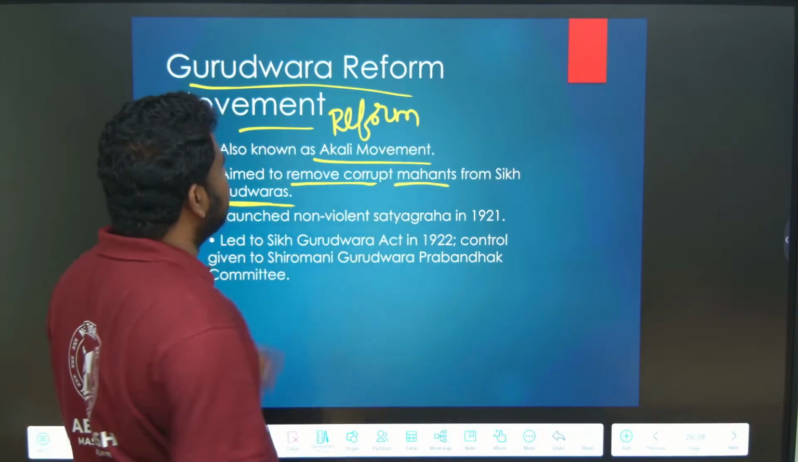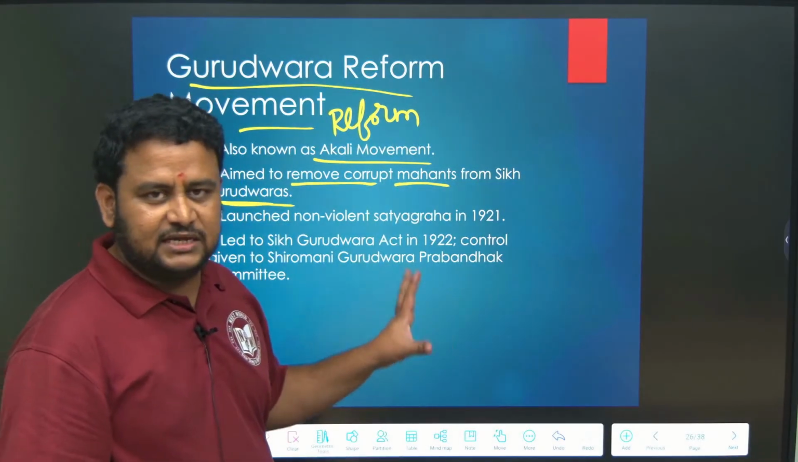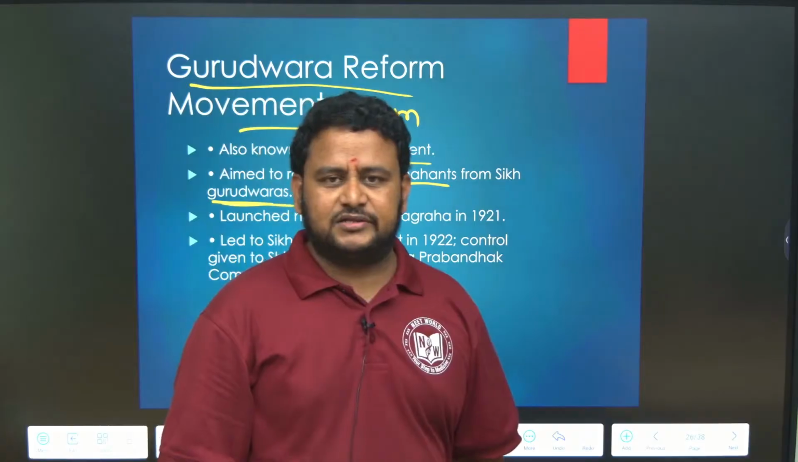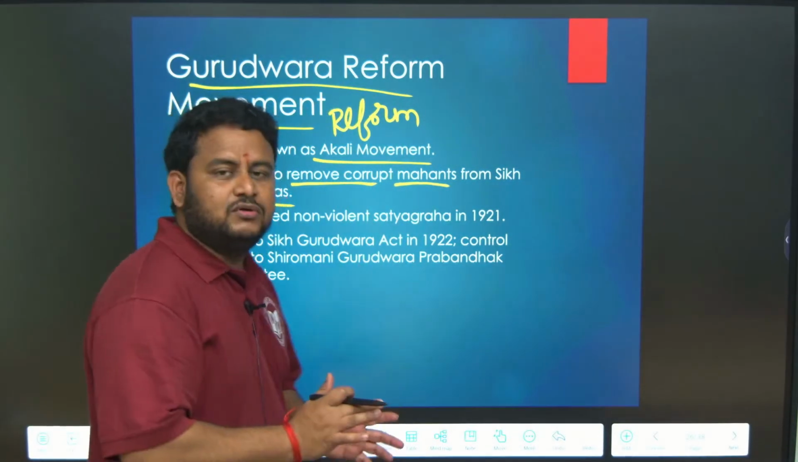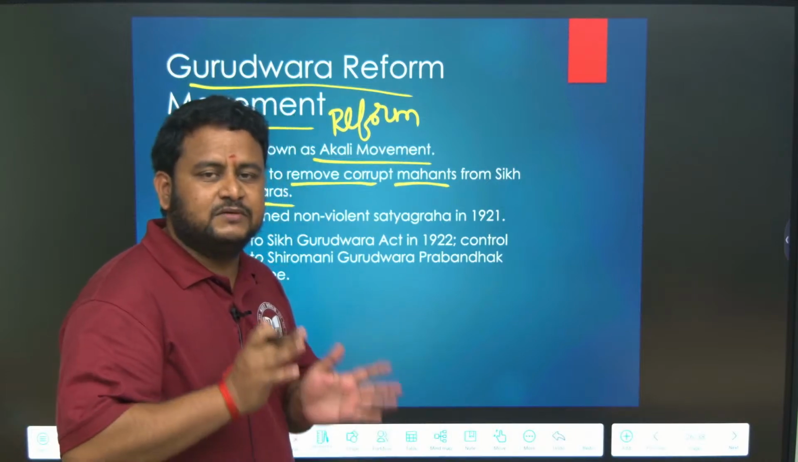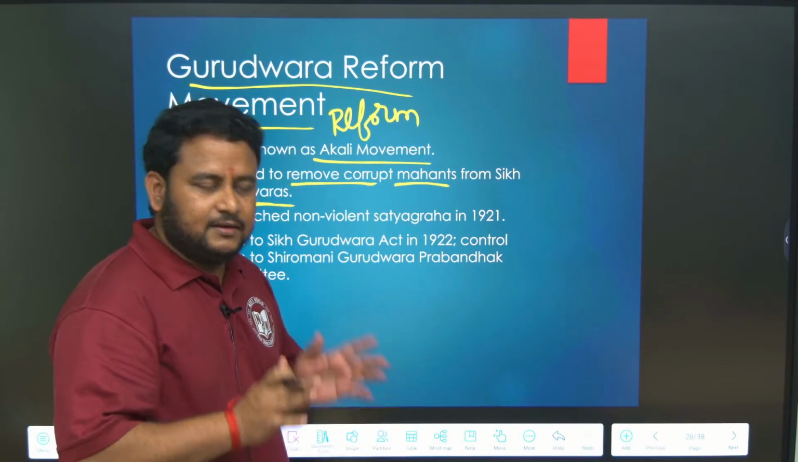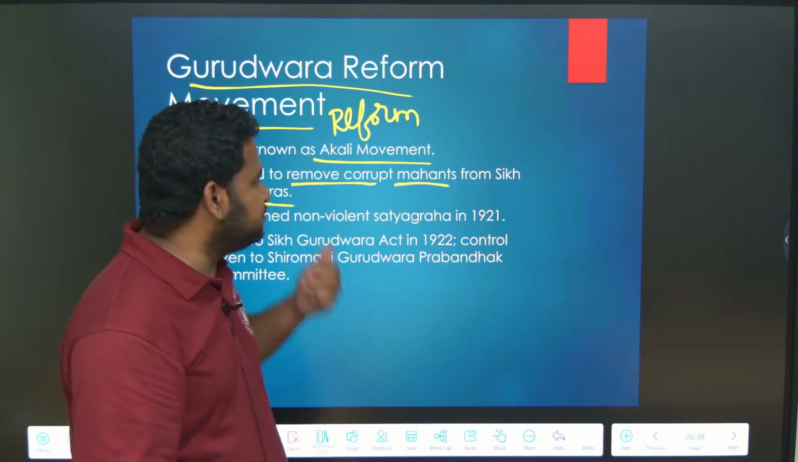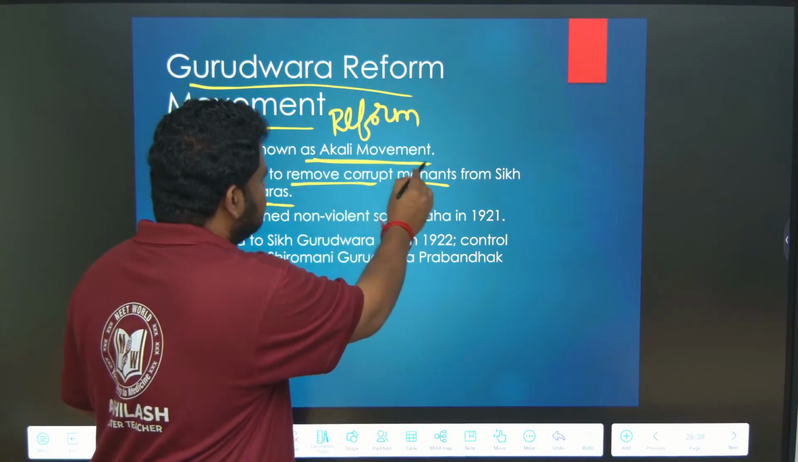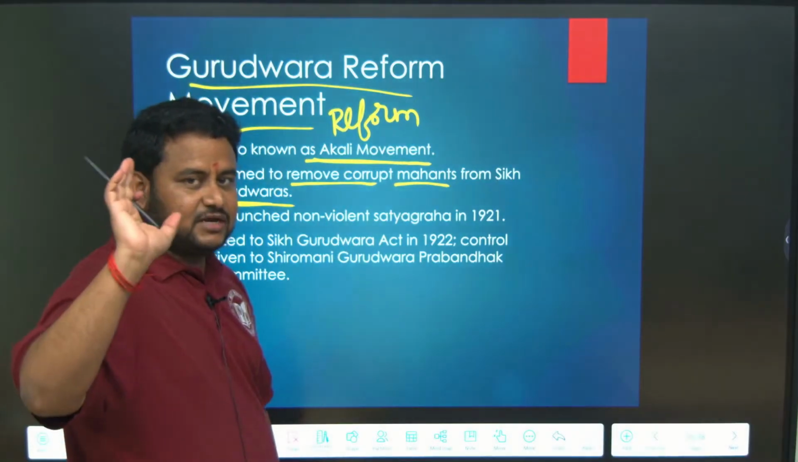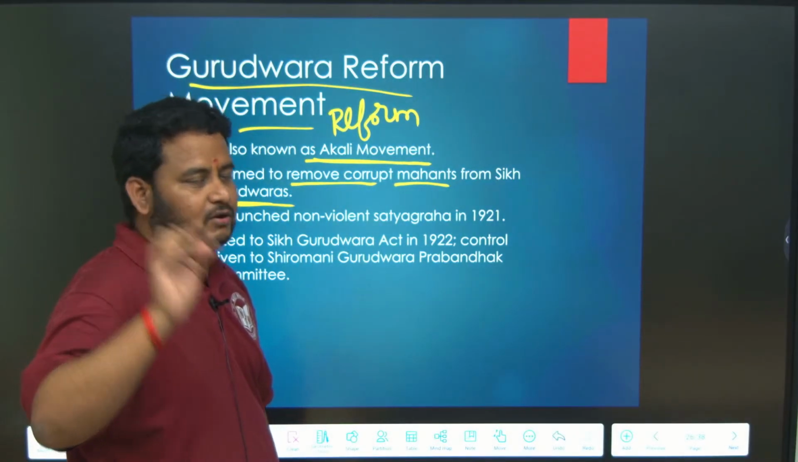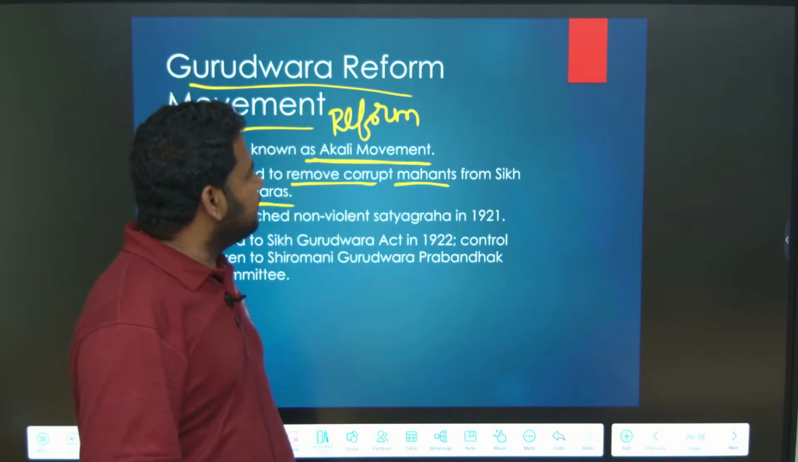But when it comes to the Gurudwara reform movement, as of now, Akali Dal is one of the violent organizations, you can say. But the most important thing was they wanted to remove the influence of Mahantas from Sikhism. That was the main objective of this movement. The Gurudwara movement is also called the Akali movement. When it comes to Khalsa, it is Singh Sabha. When it comes to Akali, it is the Gurudwara reform movement.